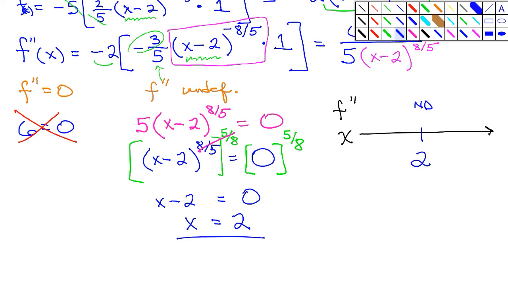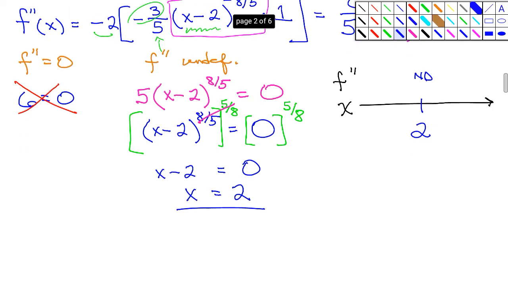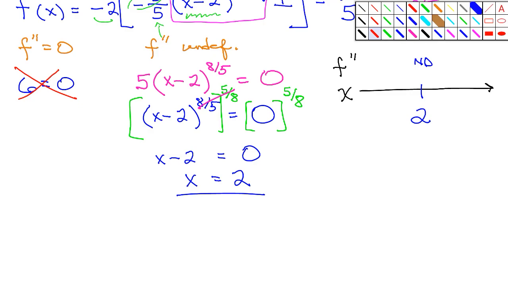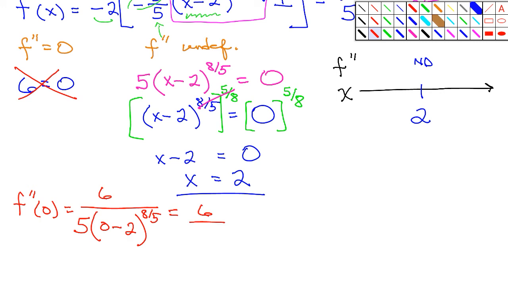All right, let's do some testing here. I'm going to test at 0. So f double prime of 0 would be 6 divided by 5 times 0 minus 2 raised to the 8/5 power. And this would be equal to 6 over 5 times negative 2 to the 8/5 power.